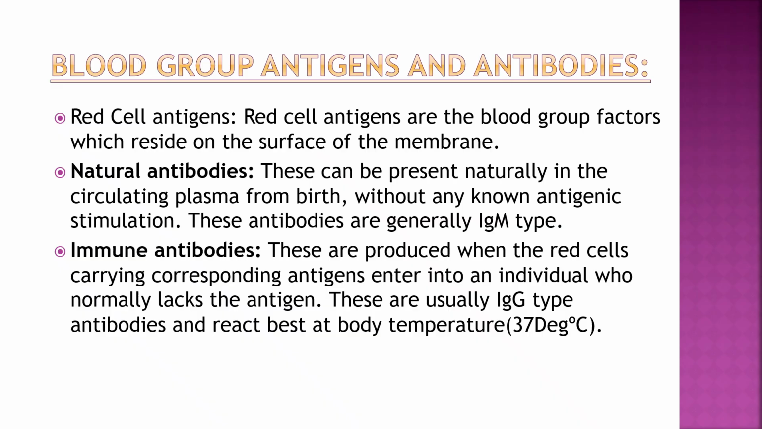So what is blood group? They are red cell antigens. The antigens present on red cell give the blood group characteristics. The opposite of that is the antibodies present in serum. They are called natural antibodies, and immune antibodies, if they are produced because the antigen is not present in blood, and if it is introduced into the blood, then it produces antibodies. They are called immune antibodies.